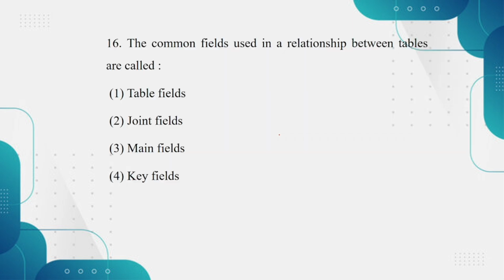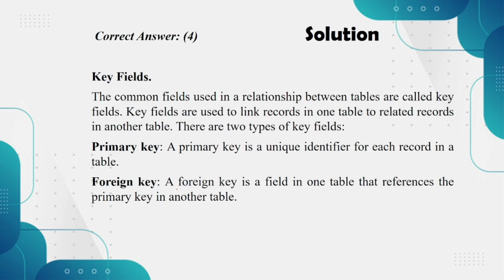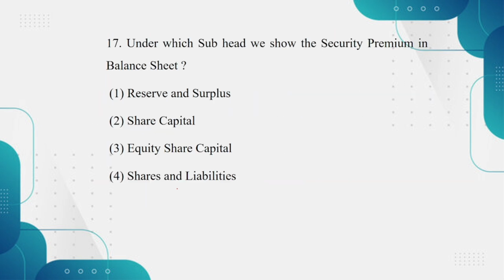The common fields used in a relationship between tables are called. You see, in last year's question paper also this question was repeated. So you can keep in mind: key fields. Answer, it is key field. Under which subhead do we show the securities premium in the balance sheet? You know very well, securities premium ends with reserve. So it will come in the reserve and surplus area.